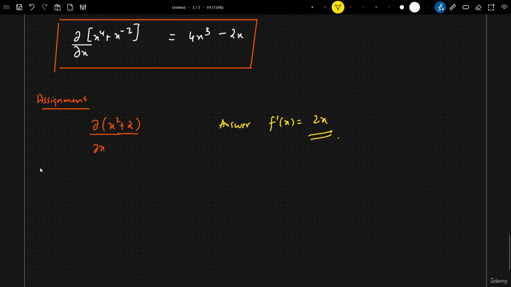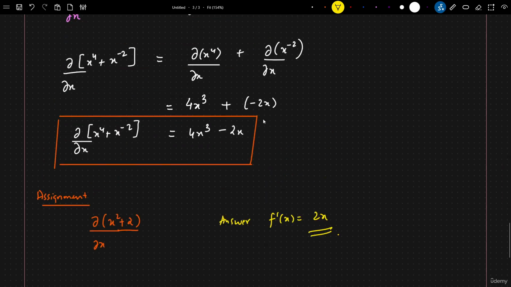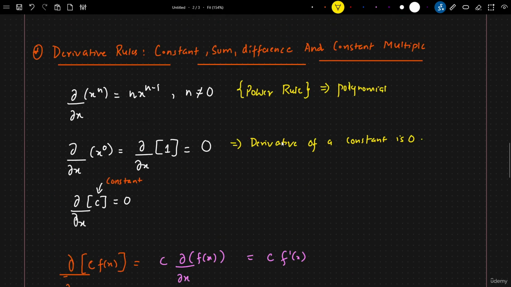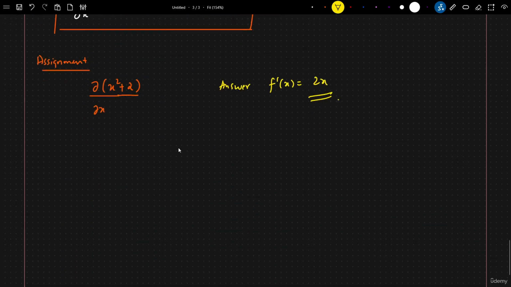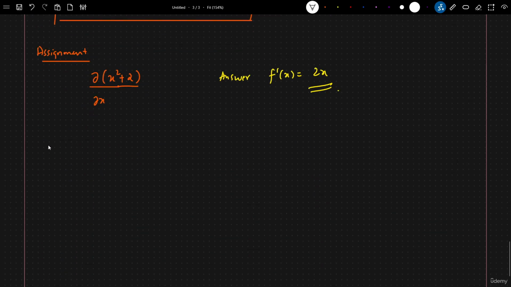Finally, one more complex question where it has everything: constant, sum, difference, and constant multiple. So let's take one function as an example. I want to find the derivative with respect to x of the function 4x cube minus 6x square plus 2x plus 100. If this is my entire function, how do I go ahead and calculate it?